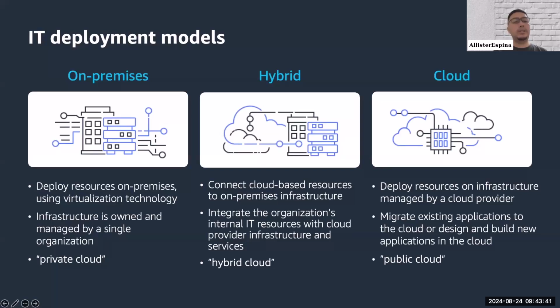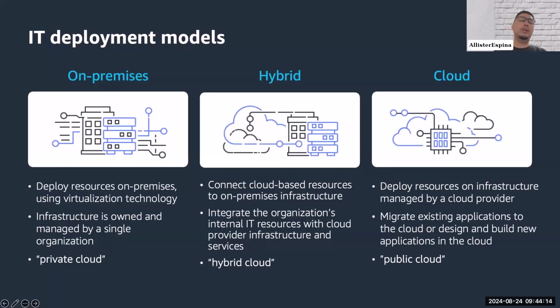Meaning everything from the facility, the space, power, and cooling is owned and managed by the organization. On the other hand, in cloud, you deploy resources on an infrastructure managed by a cloud provider, such as AWS, Azure, or Google Cloud, or other cloud providers out there. It's about migrating your existing applications, or workloads on premises, to the cloud, or building new applications and workloads in the cloud. This is the public cloud.